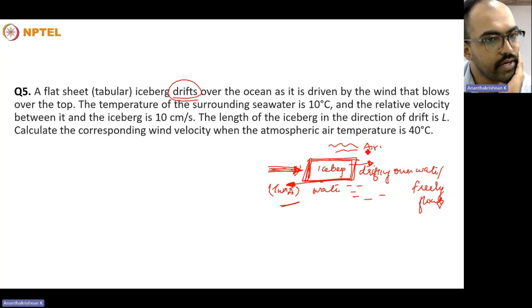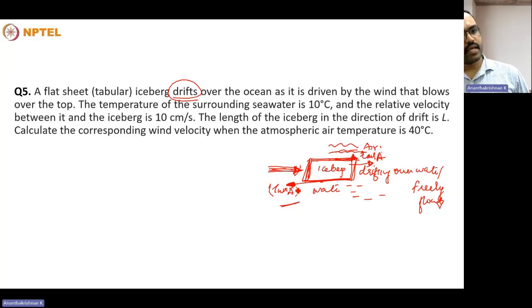Force exerted by the wind. Wind is expected to flow in this direction. So if it is supposed to push this iceberg, then the wind velocity will be greater than that of the iceberg in this direction. There will be a relative velocity in this direction. So the corresponding wind velocity. From these shear stresses, we can calculate the velocity differences.